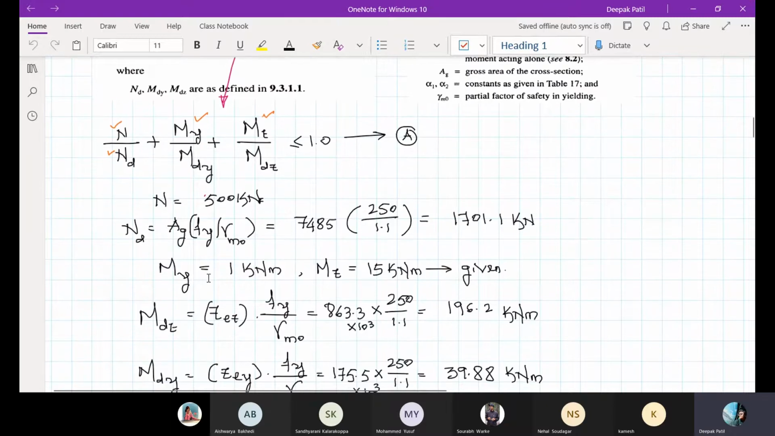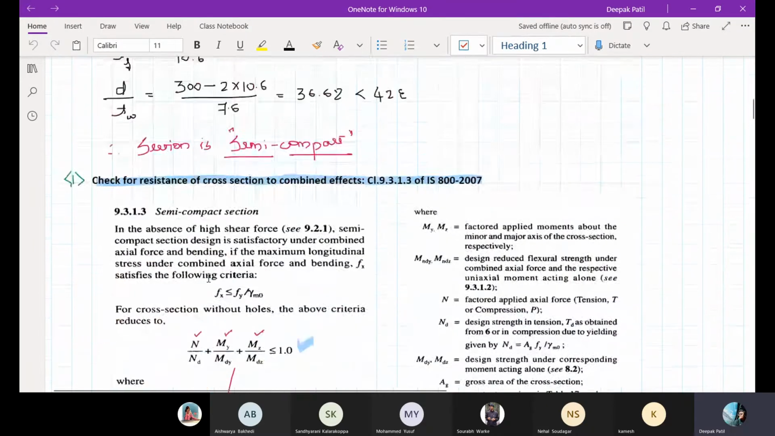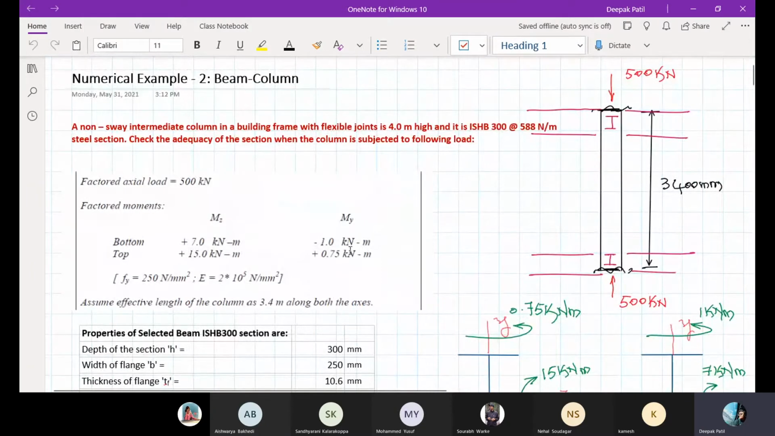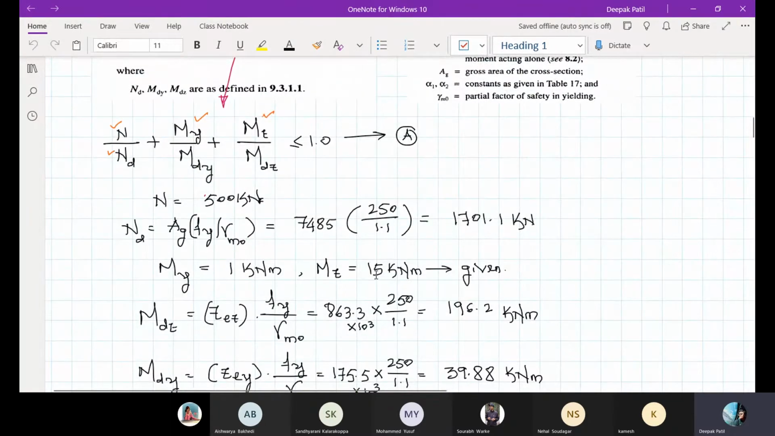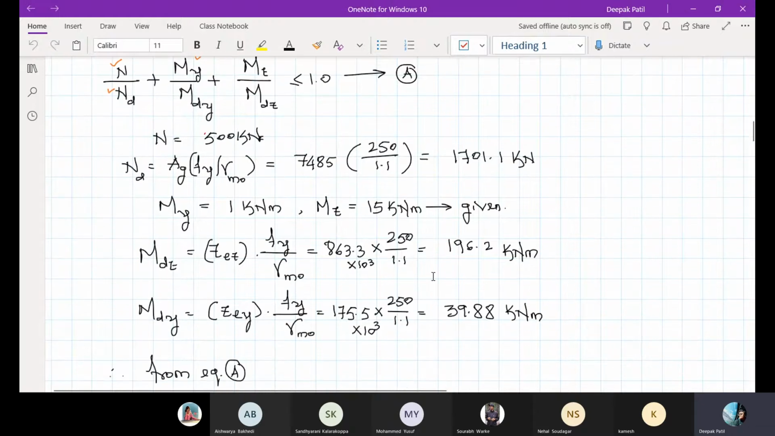Then My is the maximum bending moment along minor axis, both at the top and bottom, and it is 1 kilonewton meter. Mz is the maximum bending moment along major axis, 15 kilonewton meter. Then you calculate MDZ and MDY using these formulas. Why am I using elastic section modulus? Because the formula is beta B ZP into Fy divided by gamma m naught, but beta B is equal to ZE divided by ZP for semi-compact sections, so the formula reduces to this form.